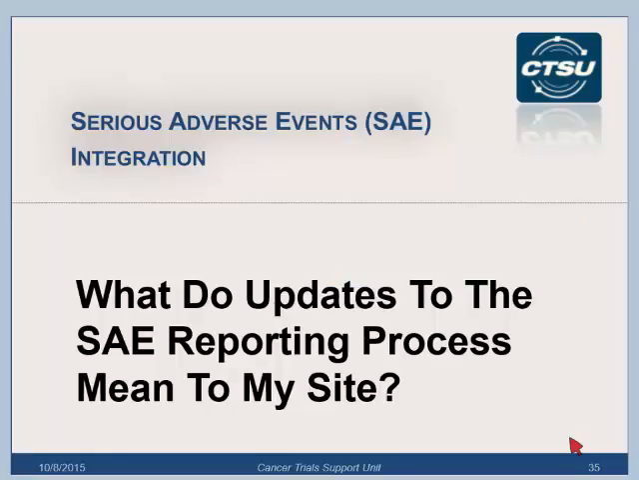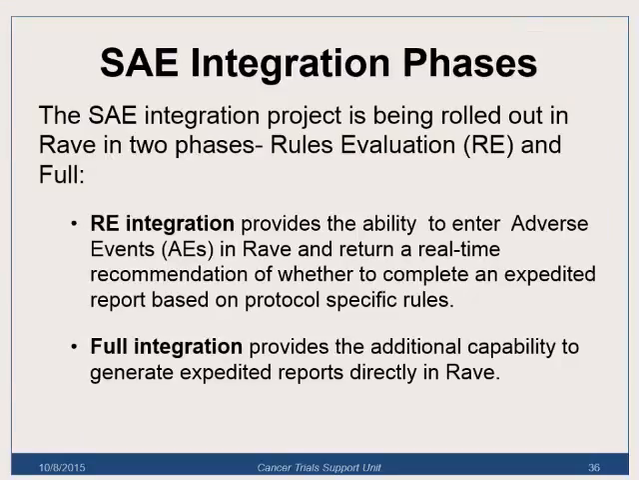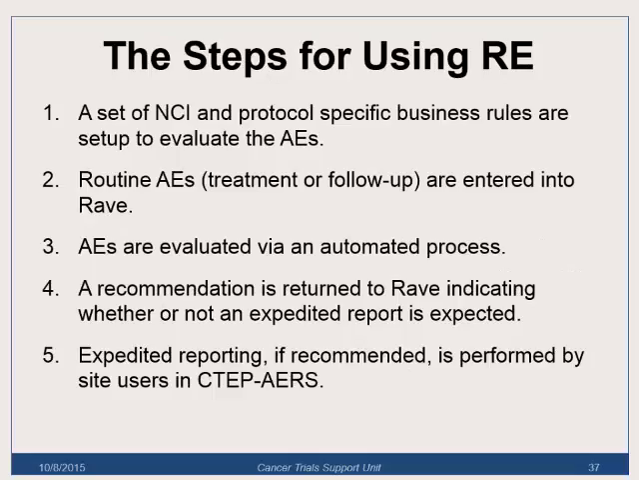Okay, so what do updates to the SAE reporting process mean to my sites? So we have some new information for the SAE integration phases. We have 2 phases. The project is being rolled out again in 2 phases, the rule evaluation phase and the full phase. The RE phase provides the ability to enter adverse events in RAVE and return a real-time recommendation of whether to complete an expedited report based on protocol-specific rules, for example, as for a serious adverse event. The full integration provides the additional capability to generate expedited reports directly in RAVE. So with a full version, you'll be able to do all this directly in RAVE.